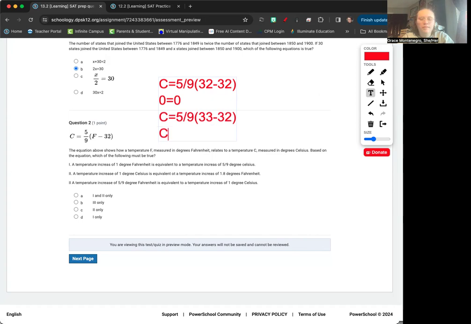That gives us 1 times 5/9. So in Celsius, that is 5/9 of a degree. How much did we increase from 0 to 5/9? 5/9. So a temperature increase of 1 degree Fahrenheit is equivalent to a temperature increase of 5/9 degrees Celsius.